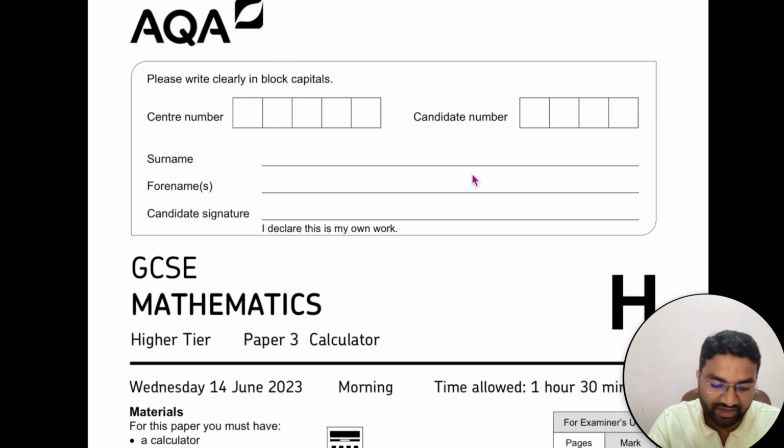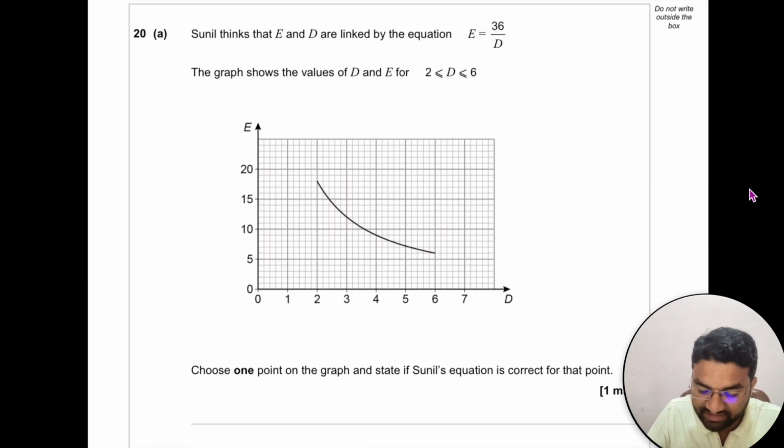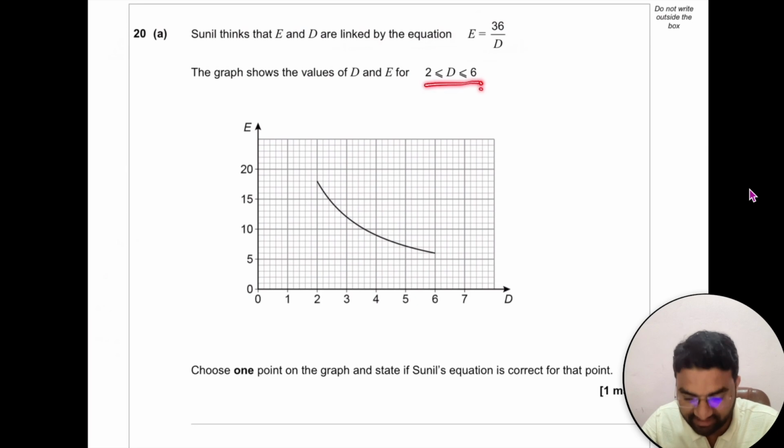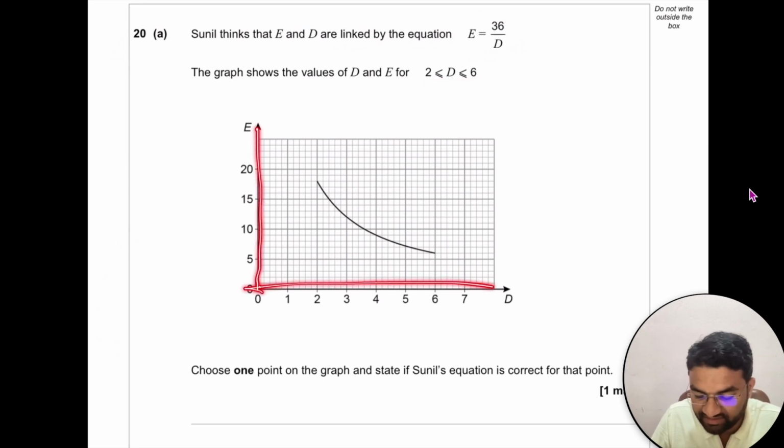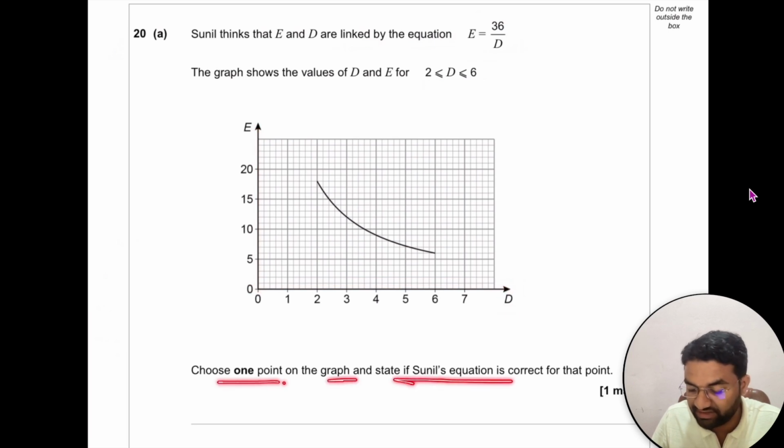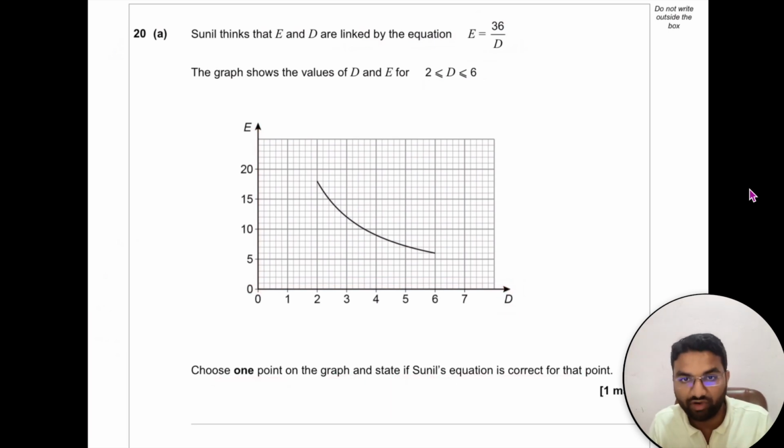Yes, so straight away we will jump on to question number 20. Sunil thinks that E and D are linked with the equation E is equal to 36 over D, and the graph shows the values of D and E between 2 and 6. So here we have E on the y-axis, D on the x-axis, and we choose one point on the graph. State that Sunil's equation is correct for the point.